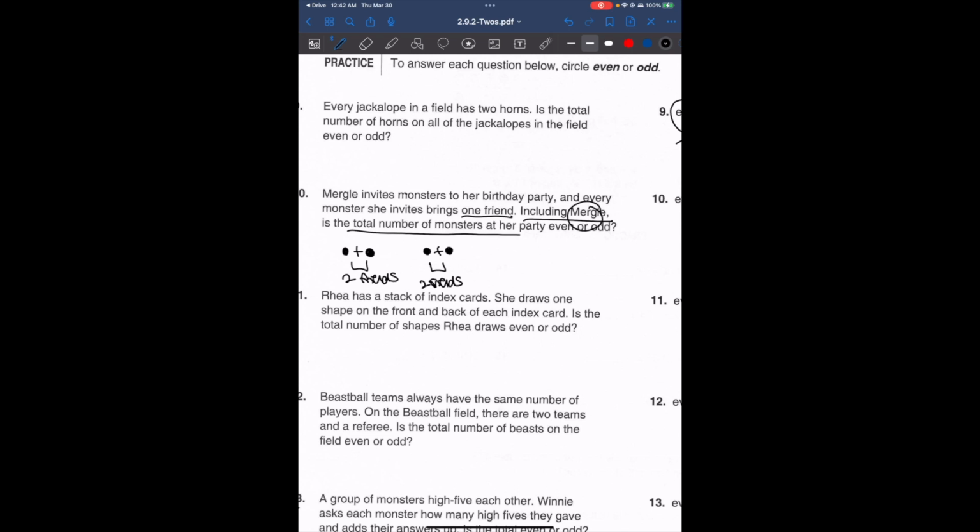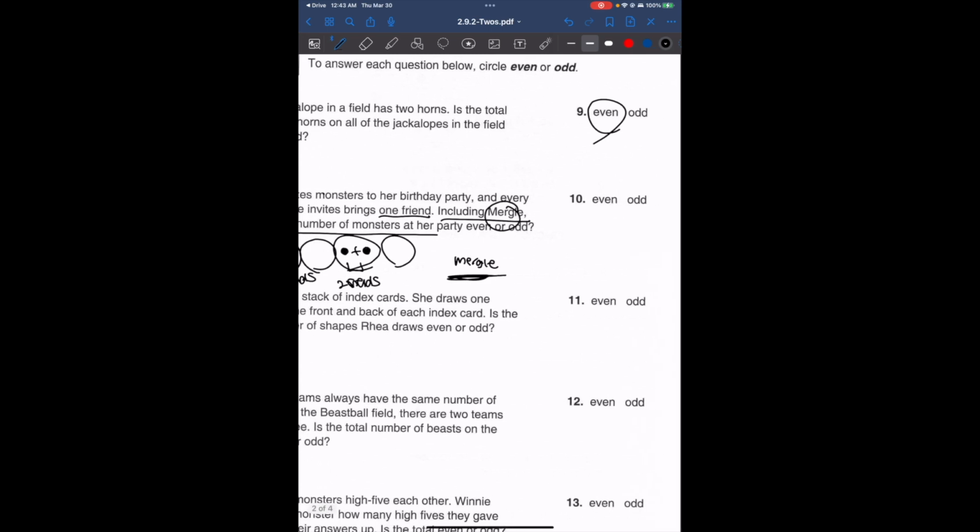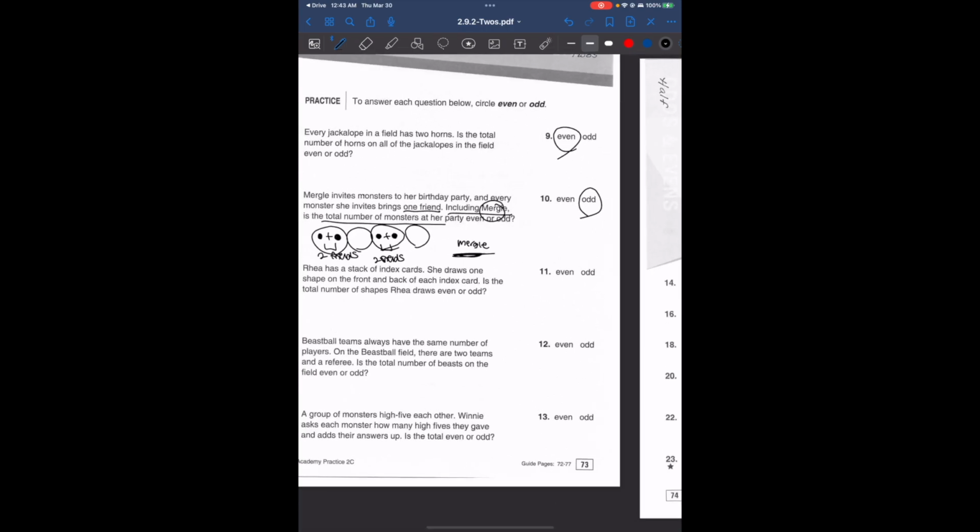But now there's Margot, and she's just 1 person, right? So what this is going to look like is multiple groups of 2, and we have one remainder, so that's going to be odd since we have a remainder.